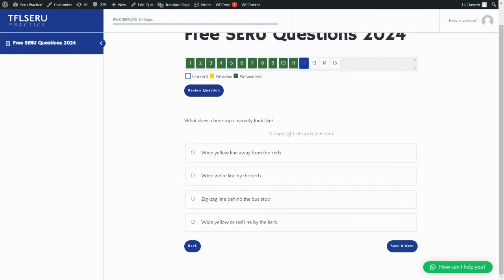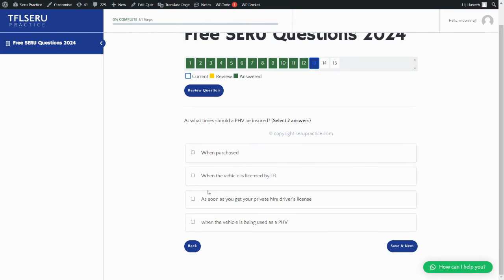Next MCQ example question says, what does a bus stop clearway look like? Wide yellow line away from the curb or a yellow line by the curb? Remember that a bus stop clearway is always by the curb, not away from the curb. So, wide yellow or red line by the curb is the correct answer. Why do we have a bus stop clearway? So that the drivers and other vehicles know that this is a bus stop and you are not allowed to stop to pick up or drop off passengers.